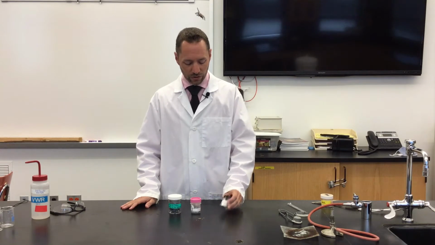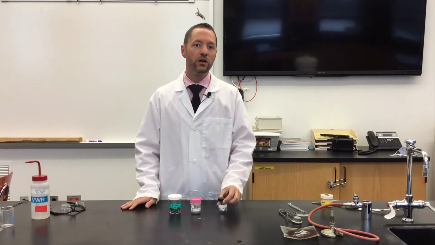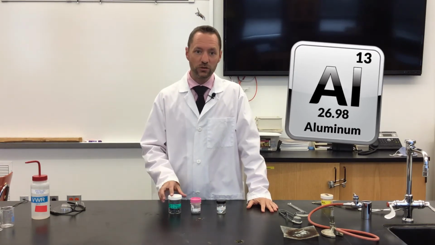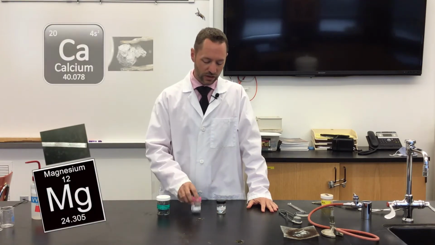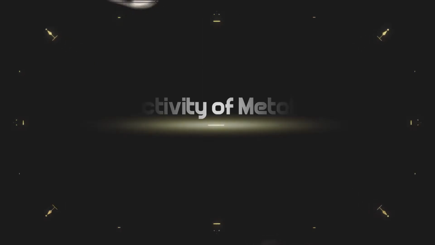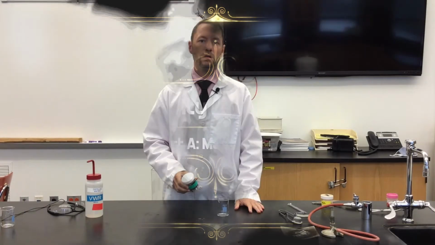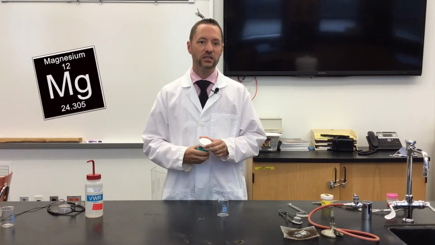The other metal that we're going to look at today and compare to is aluminum. Aluminum appears in group 13. So the three metals we will analyze will be magnesium, calcium, and aluminum. First metal that we're going to analyze is magnesium.